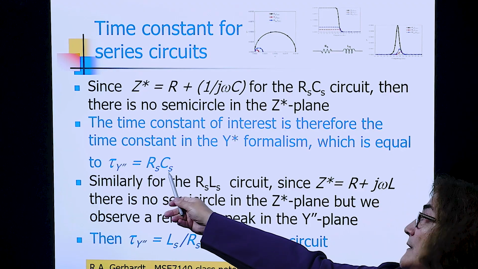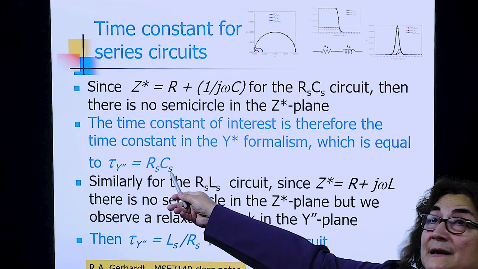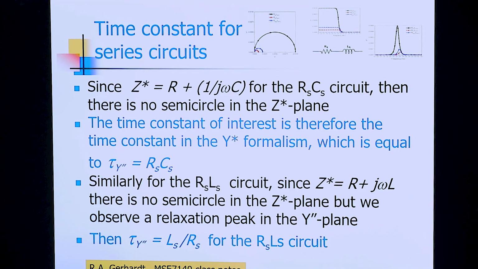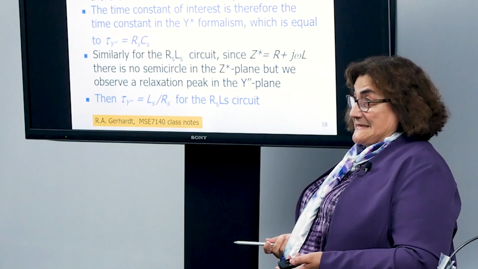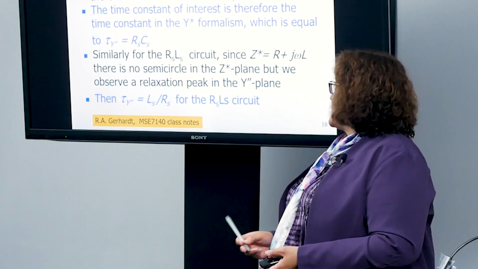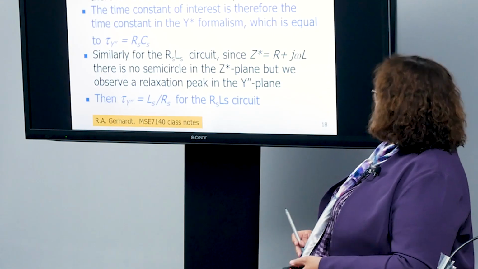So this tells you that there is a process going on which is a function of frequency, but you do not see it in the impedance. You see it in the admittance. So to go quickly, here is the time constant for the imaginary admittance case, which is RS CS, the resistor and the capacitance that were in series, or LS over RS if we are looking at the RS-LS circuit.